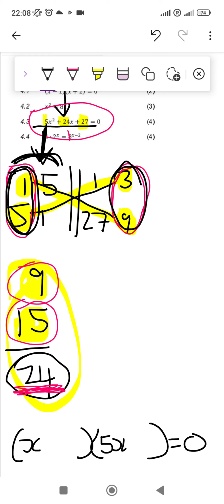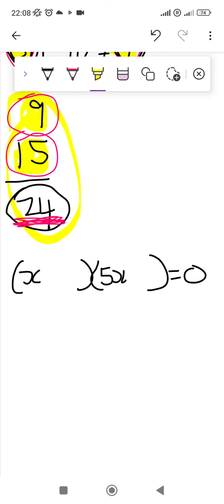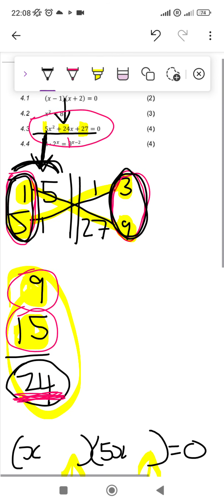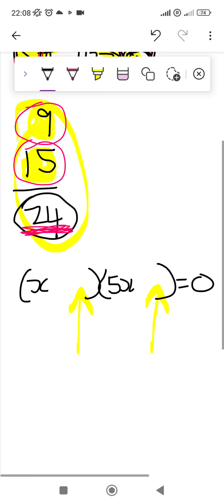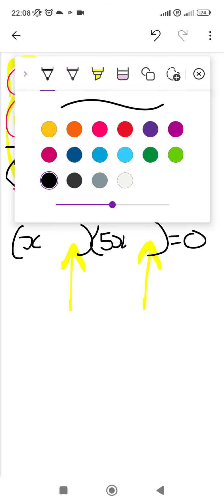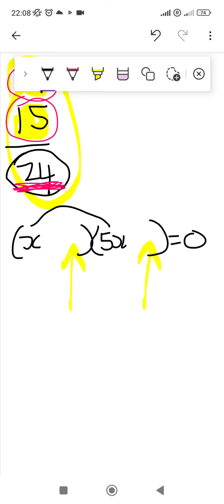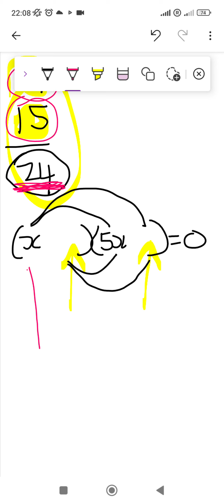Now this 3 and the 9 need to be the next values. So maybe the 3 goes there, maybe the 9 goes there, or vice versa. Now we need to decide. So we're going to go back to this thing over here. And the way we decide is the 1 multiplies with a 9. Okay, let's just take a second quickly. If you multiply out, this x multiplies with that one, this x multiplies with that one. So this x that you see here multiplies with everything in your second bracket.